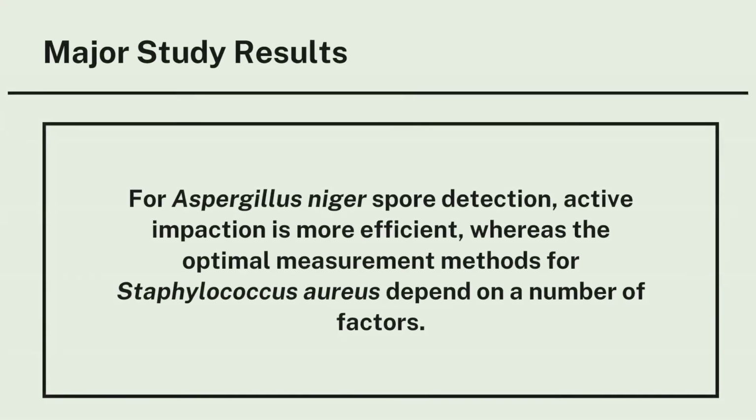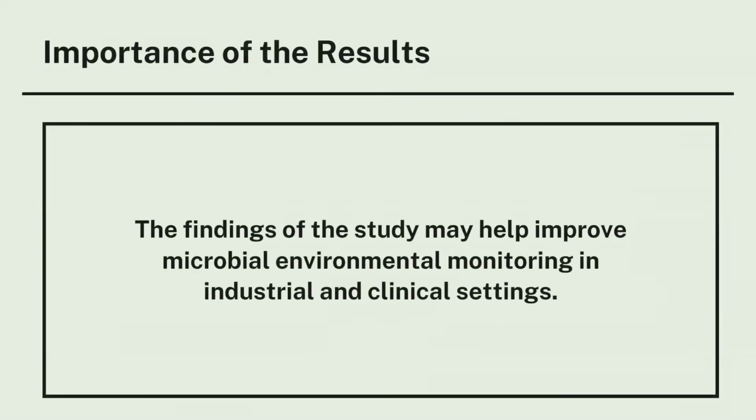The study found that for the detection of Aspergillus niger spores, active impaction is more efficient compared to passive sedimentation, whereas the optimal measurement method for Staphylococcus aureus depends on a number of factors, including time, airflow, distribution of the microorganisms in the chamber, agar media, and position of plates inside the aerosol chamber. The findings of the study may help improve the MEM, or the microbial environmental monitoring, in both industrial and clinical settings. This is important to keep the risk of biological contamination to a minimum.